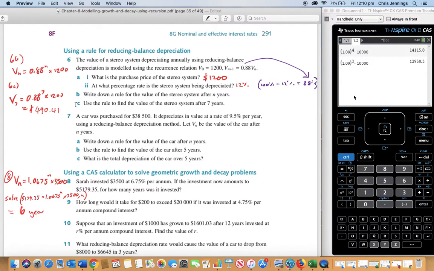Part B, write down a rule for the value of the stereo system after n years. So Vn equals 0.88 to the power of n times the 1,200. This all becomes routine if you keep practicing it. Part C, use the rule to find the value of the stereo system after 7 years. Where the n's were, put a 7. 0.88 to the power of 7 times the initial amount. It's now worth $490.41.